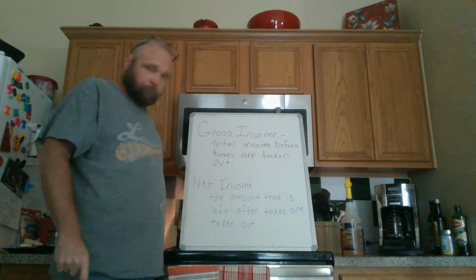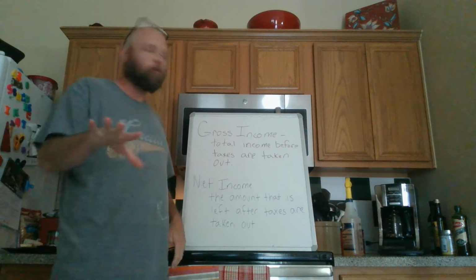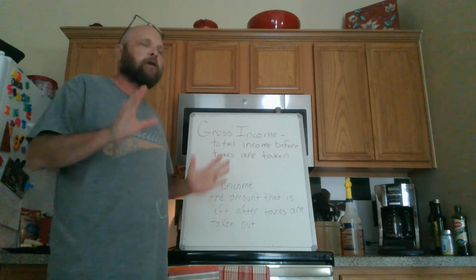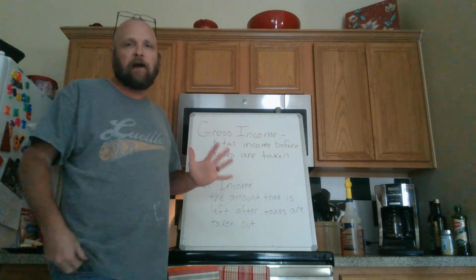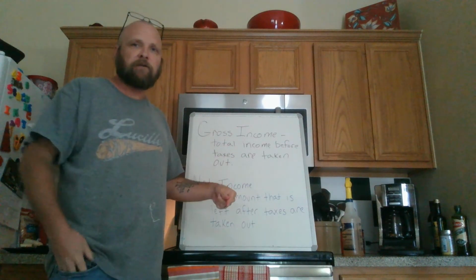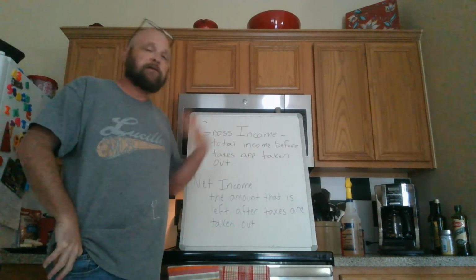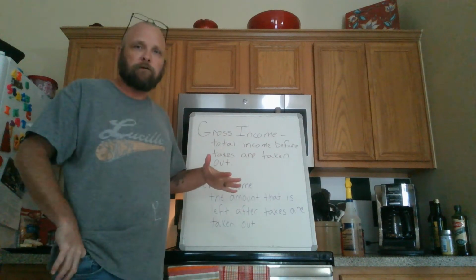First definition, gross income. Gross income is the total amount of income before taxes are taken out. So let's pretend you make $10 an hour and you work for 5 hours, and then they're going to give you your paycheck. How much would your paycheck be? Well, obviously 10 times 5 is $50. So your gross income would be $50.